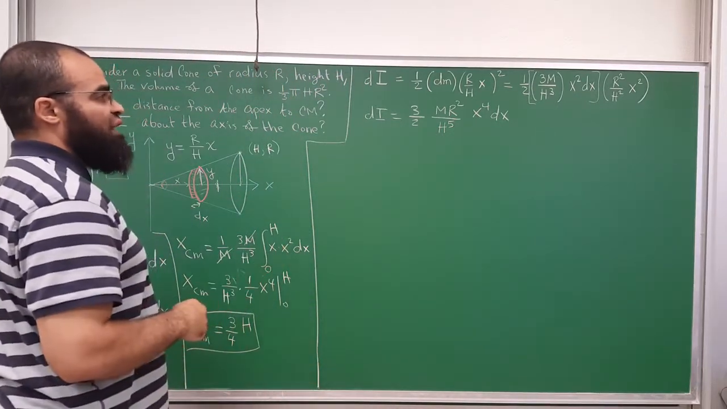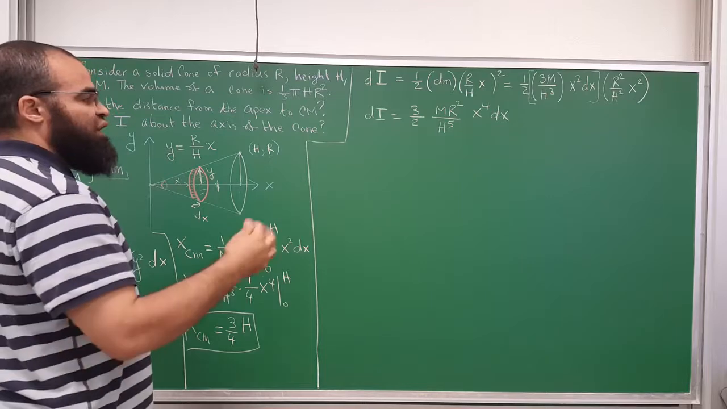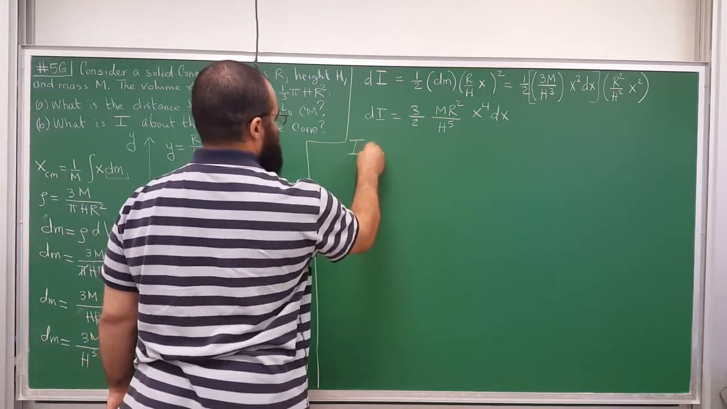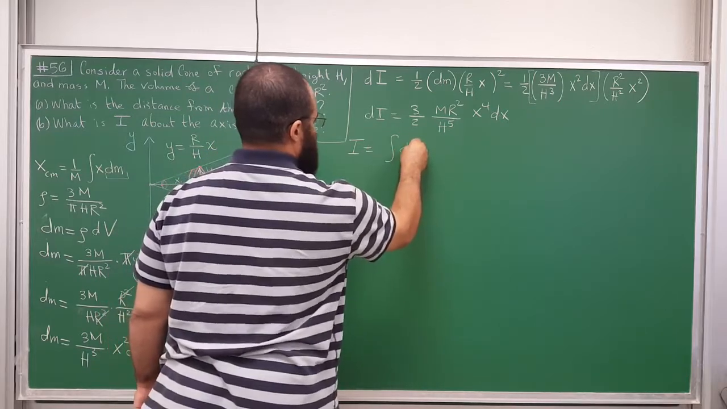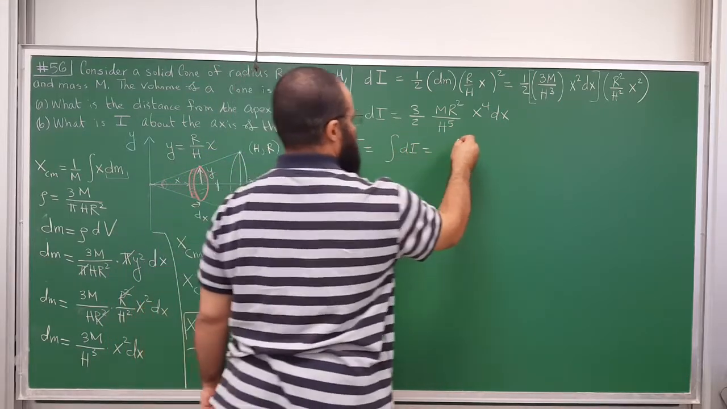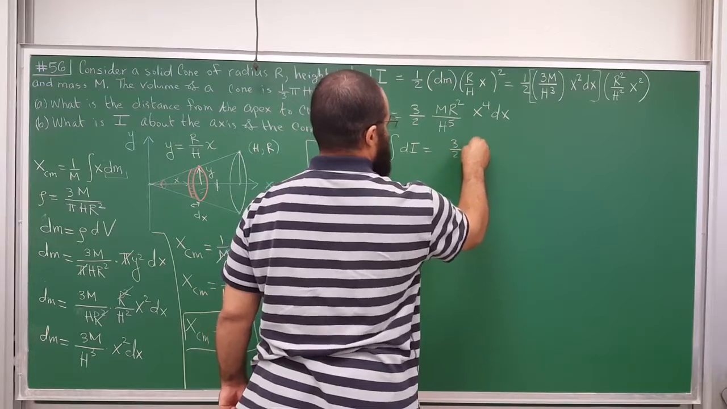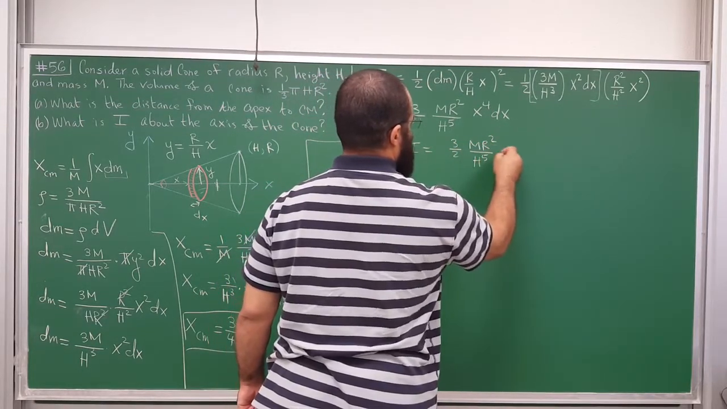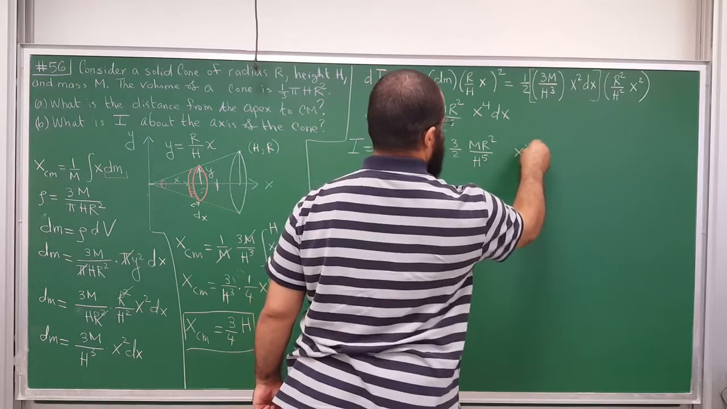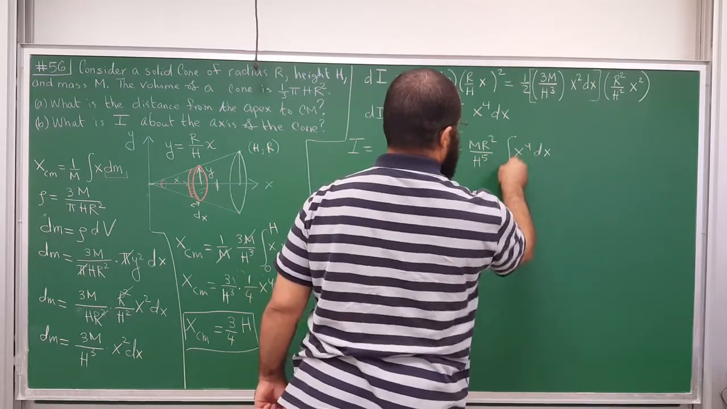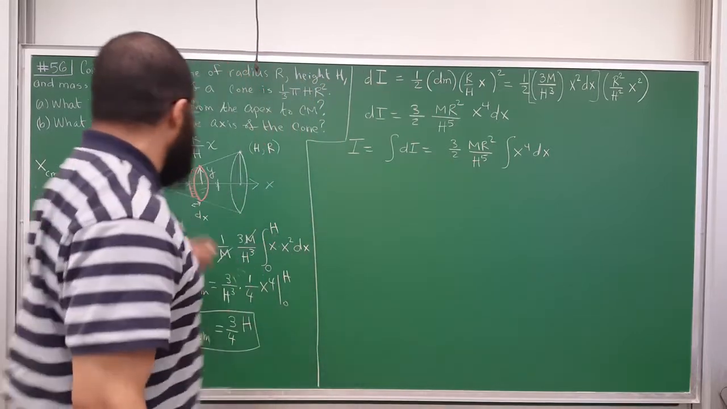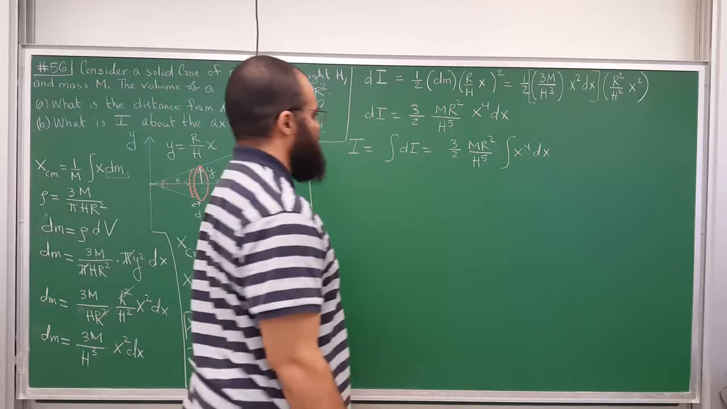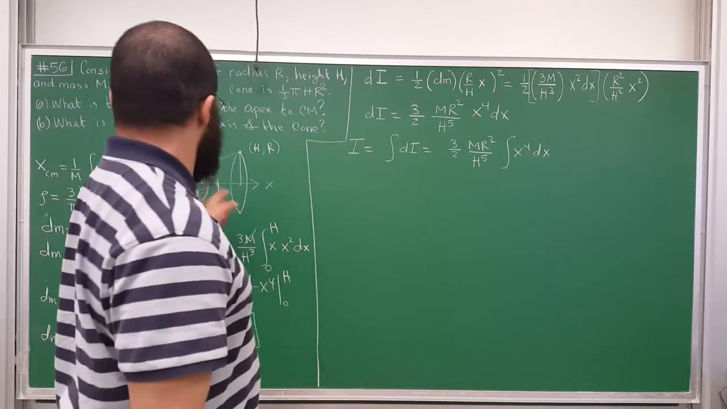And we just need to add up all of these moments of inertia, so we need to sum them up. So the total moment of inertia will be the sum of all of these moments of inertia. And so that is equal to 3/2 Mr squared over h to the 5th, x to the 4th dx integrated between, well, wherever the disks are found. The disks are found from x equal to 0 to x equal to h.